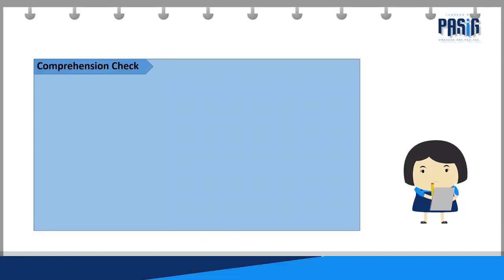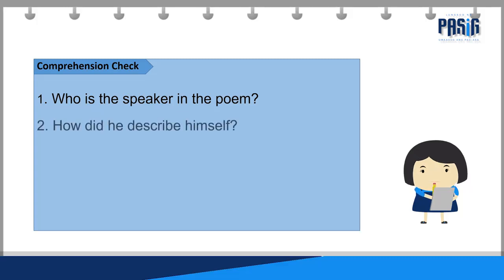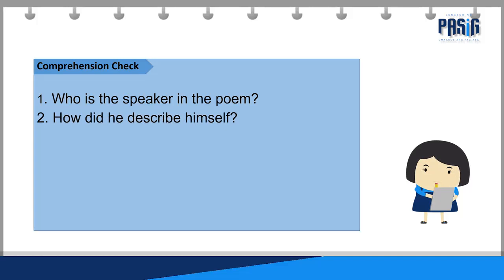Did you understand the poem? Let's find out. Let's answer the following questions. Number 1. Who is the speaker in the poem? The speaker in the poem is an African. Number 2. How did he describe himself? He described himself as black, bright, brilliant, articulate, strong, bold, and gifted.